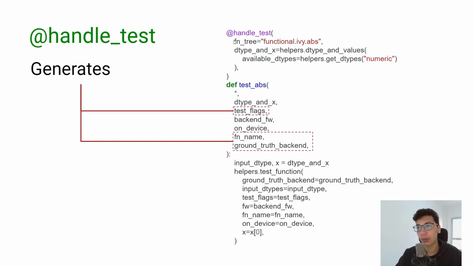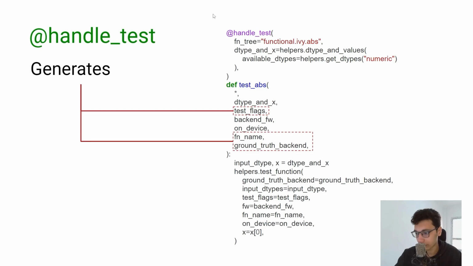And why do we have to define function tree in the handle test decorator instead of defining it here? So in the function tree, in the handle test decorator, we define the function tree because we need to know information before we call the test function itself. So in that case, we want to know what kind of data types that the IV app supports, because it's being called here, and we have to do that sampling in a smart way.